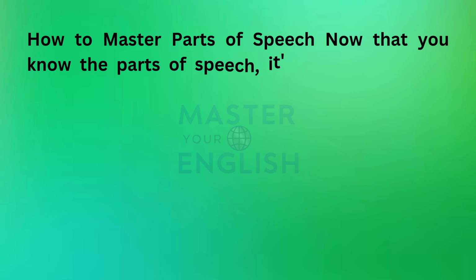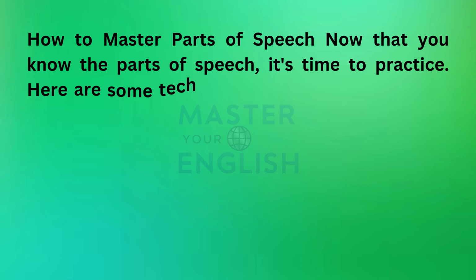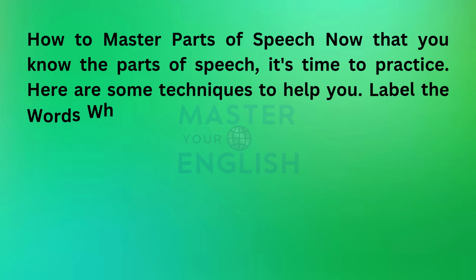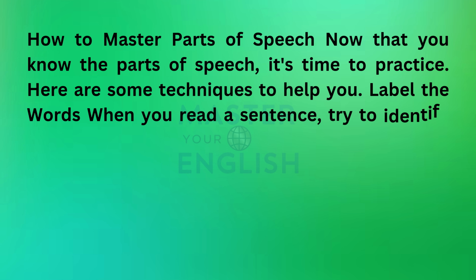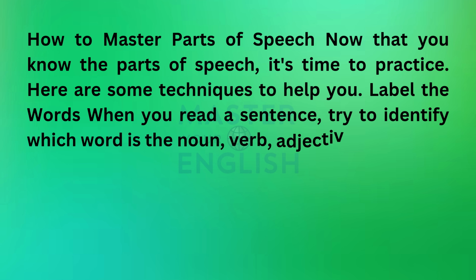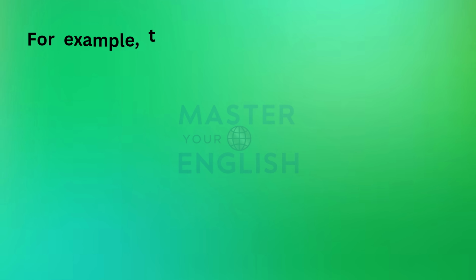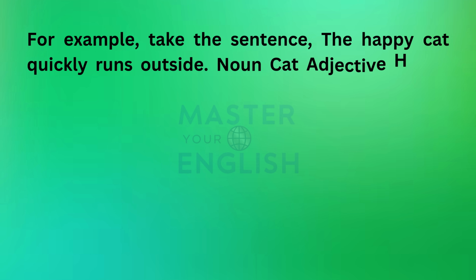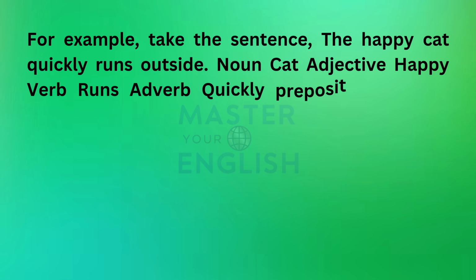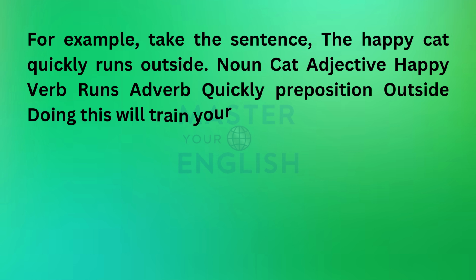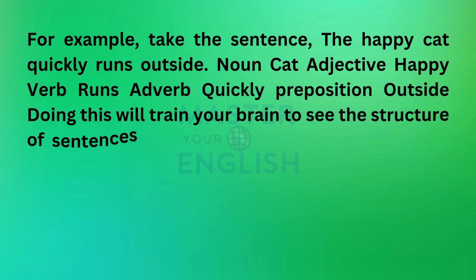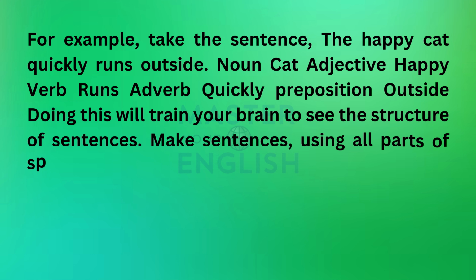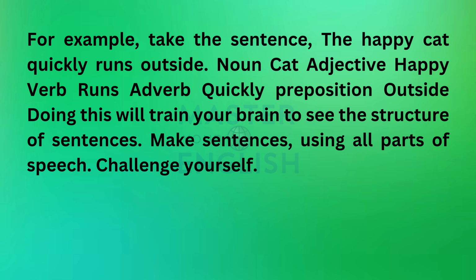How to master parts of speech. Now that you know the parts of speech, it's time to practice. Here are some techniques to help you. Label the words. When you read a sentence, try to identify which word is the noun, verb, adjective, etc. For example, take the sentence, "the happy cat quickly runs outside." Noun, cat. Adjective, happy. Verb, runs. Adverb, quickly. Preposition, outside. Doing this will train your brain to see the structure of sentences.